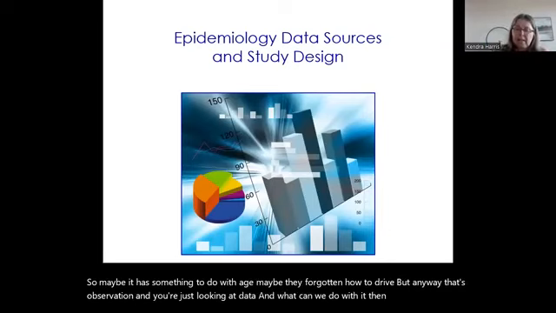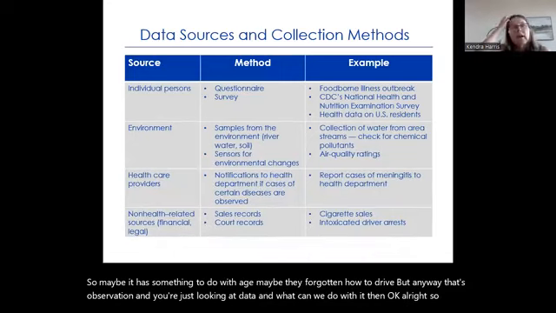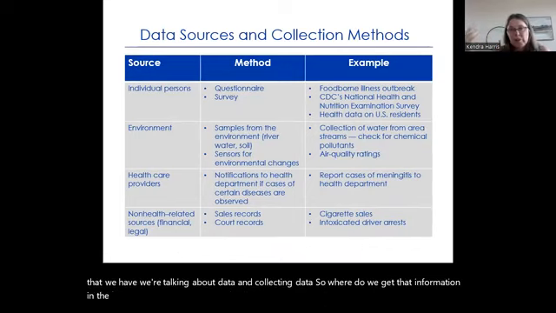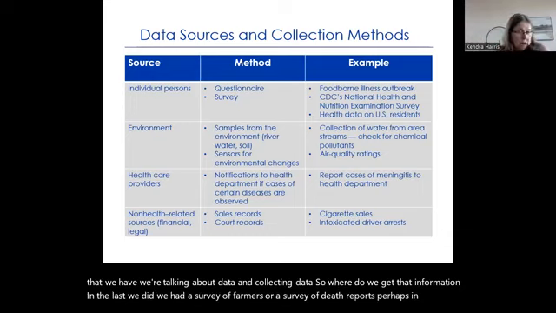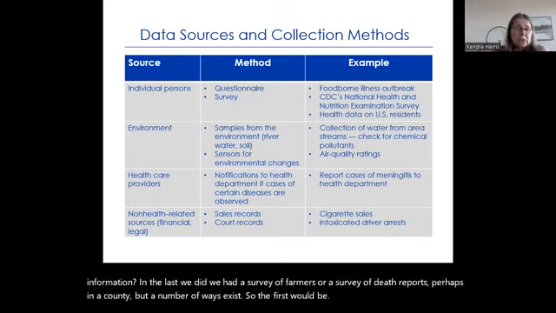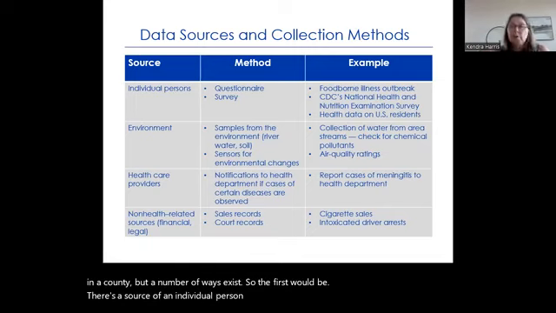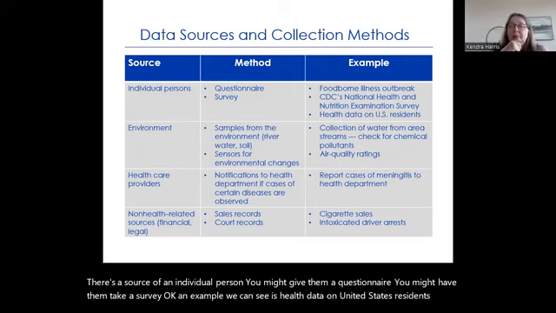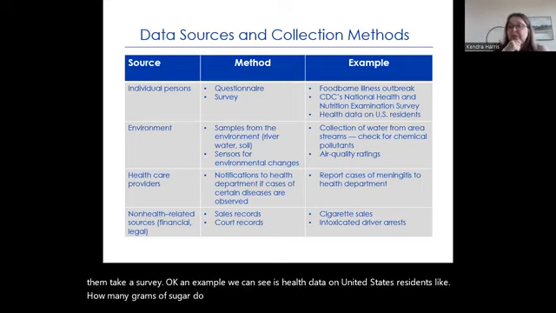Okay, so now we're talking about collecting data. Where do we get that information? In the last example, we had a survey of farmers or a survey of death reports, perhaps in a county. But a number of ways exist. The first would be a source of an individual person. You might give them a questionnaire, or have them take a survey. An example is health data on United States residents, like how many grams of sugar you eat a day, something like that.